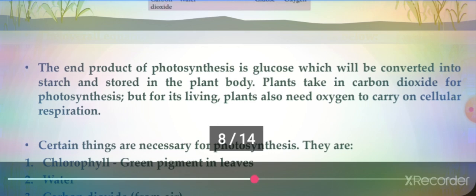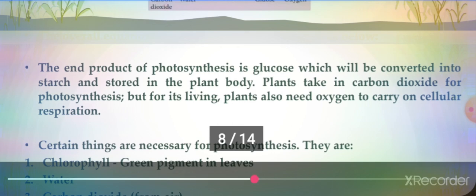So plants also need oxygen to carry on cellular respiration. What do you mean by cellular respiration? They have prepared glucose, isn't it? Now that glucose has to be burnt, it has to be combusted, it has to be broken down. That's what we call aerobic respiration. In the presence of oxygen, that glucose is broken down into simpler substances like carbon dioxide and water.